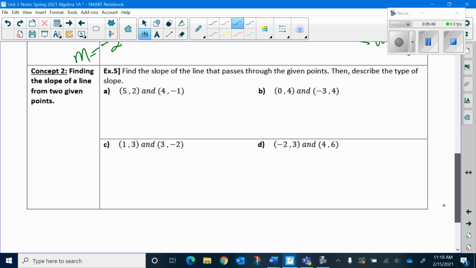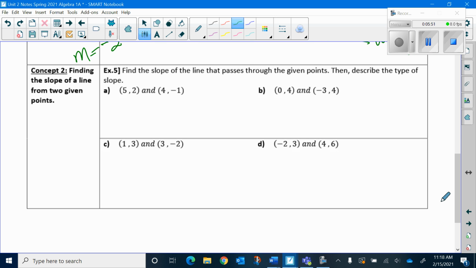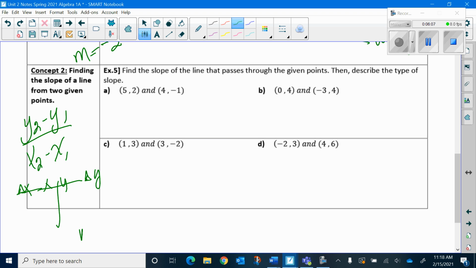Concept 2, find the slope of the line that passes through the given points. Describe the slope. So again, on this one, you can either do the formula y2 minus y1 over x2 minus x1, or you can do the table with the change of y and the change of x, knowing that it's the change of y over the change of x. I'll do number 1 with you, and then I'm going to have you finish those others on your own.